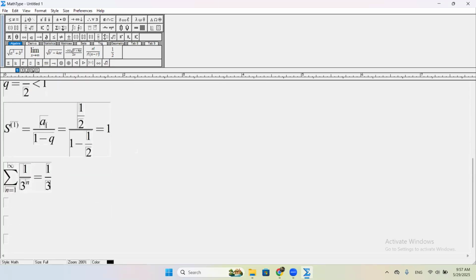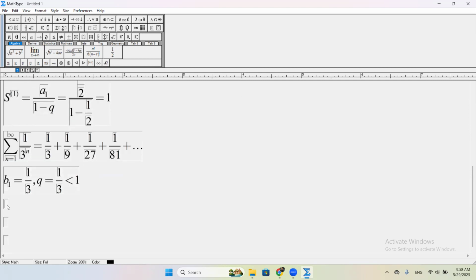So actually the same story: 1 over 3 plus 1 over 9 plus 1 over 27 plus 1 over 81 and so on. So we have again a geometric series. The first term is 1 over 3, and q, the denominator, equals 1 over 3. It is less than 1, so the series converges as well. And let's calculate the second sum.